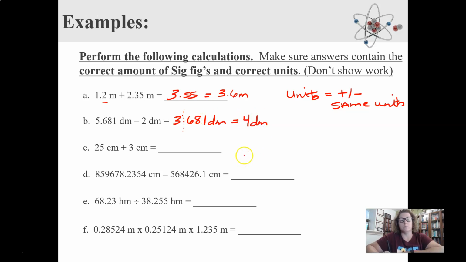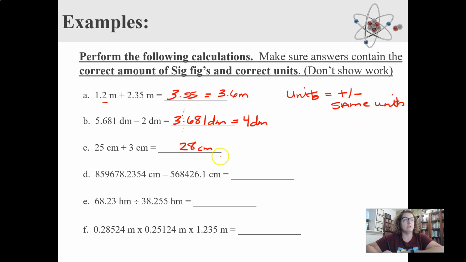So 4 decimeters. 25 centimeters plus 3 centimeters. I don't think we need a calculator for that. 28. Both of them have the same units, centimeters, and neither one of them has anything after the decimal. So I don't need to add anything after the decimal. I get students sometimes that ask, well, do I need to put a decimal? It's not needed. Okay, if you put it, don't put anything after the decimal.